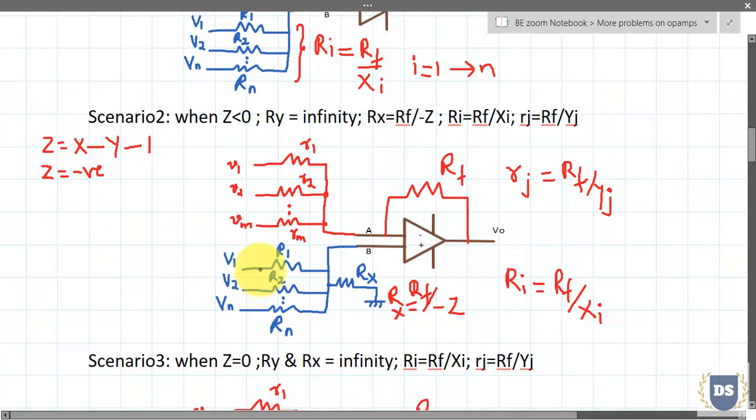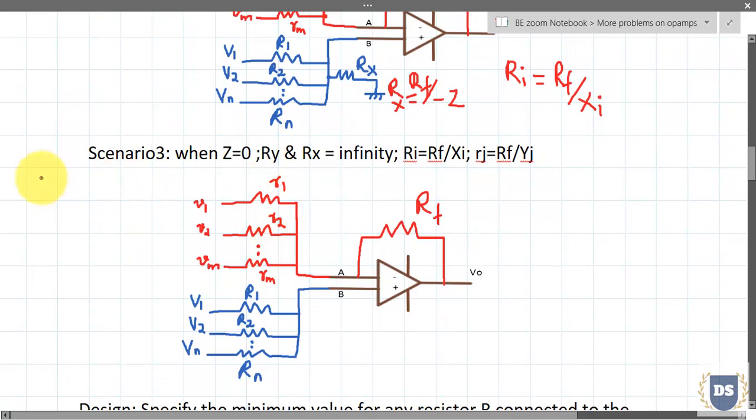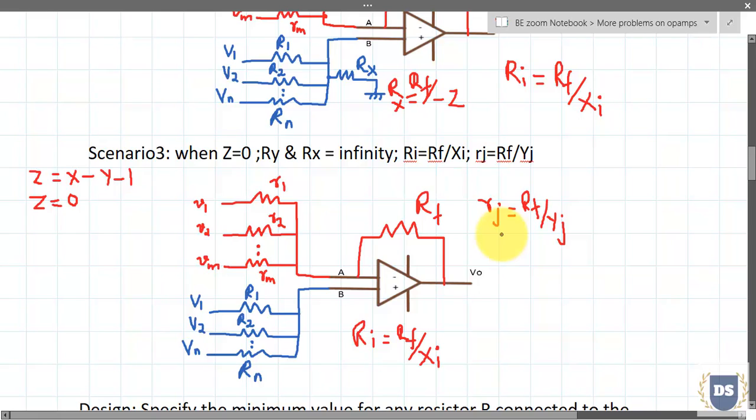And we have the third scenario where the value of Z is equal to 0. After computing Z is equal to x minus y minus 1, if I end up with Z equal to 0, then both the resistances Rx and Ry, associated with non-inverting input terminal and inverting input terminal, will be equal to infinity. So thereby in this diagram I have left out both Rx as well as Ry, and the resistances associated with non-inverting input terminal are Ri, and the resistances associated with inverting input terminal are Rj. So these are the three scenarios in which any given output expression can fall into.